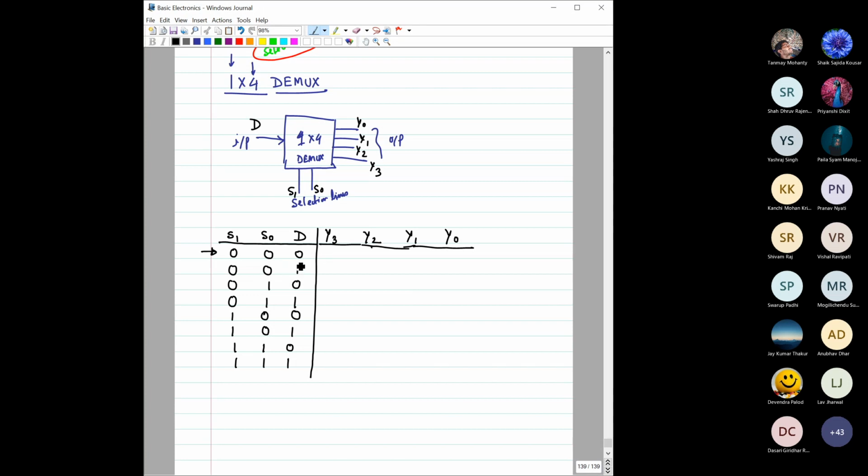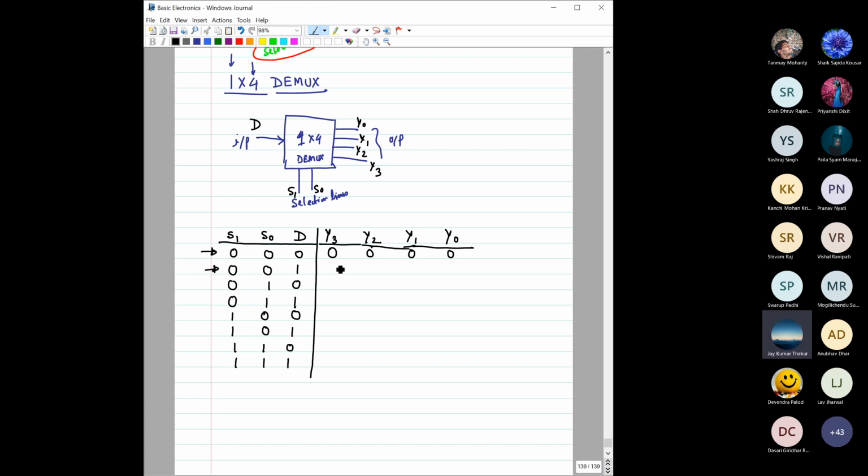Yes, D is zero, because, see, first the input is zero, and then also the selection line is 0 0. That means Y0 is selected, right? So whatever is in D should go to Y0, but D itself is 0, so Y0 would be 0. So all of these would be 0. Okay, now let us go to the next one.